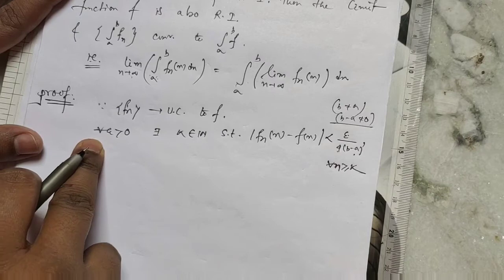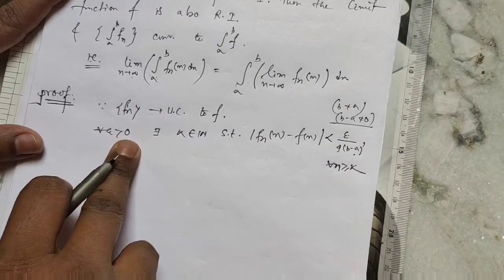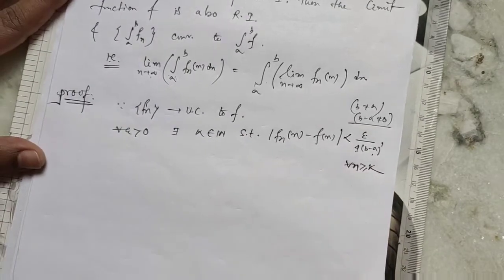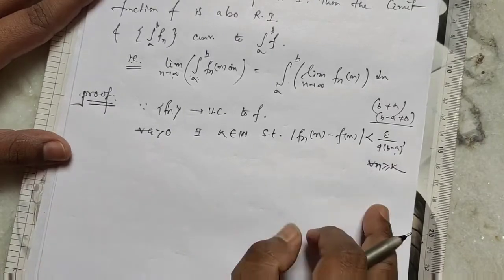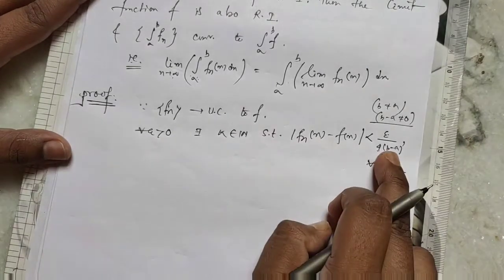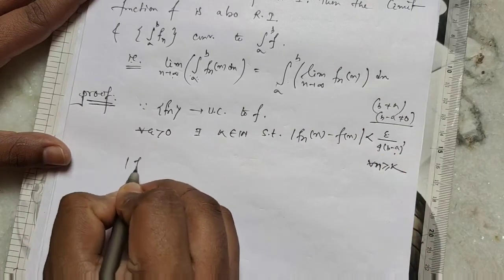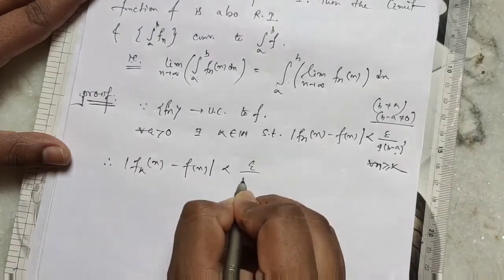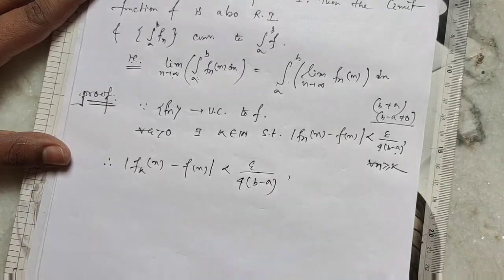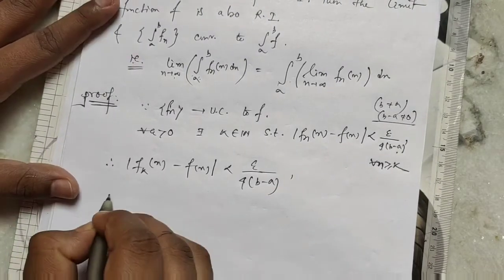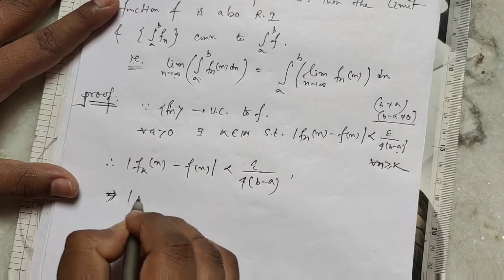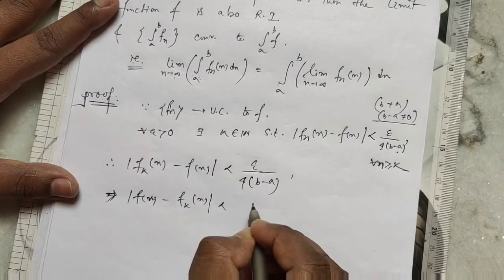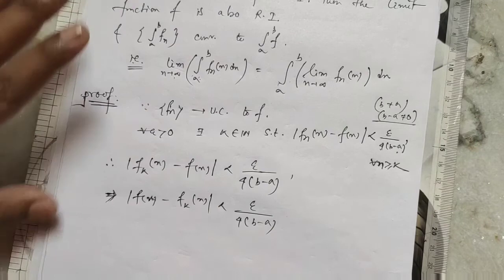So by the definition of uniform convergence, for each epsilon greater than 0 there exists k belongs to N such that this holds for all n greater than or equal to k. So for n equal to k, this inequality also holds. Therefore |fk(x) - f(x)| is less than epsilon by 4(b - a). Clear? This is the same as |f(x) - fk(x)| is less than epsilon by 4(b - a).